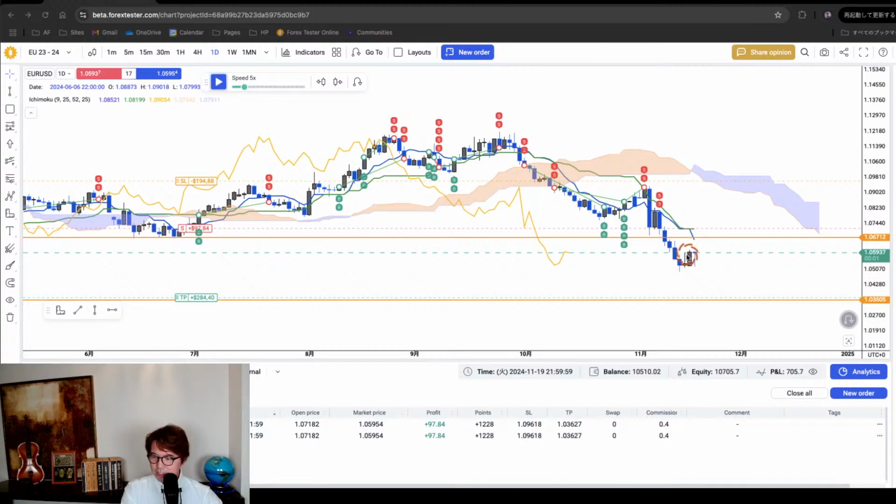For the last few days, 2 days, here and here, these 2 days were range, but on this date, 19th November, sellers are here. But you don't see this on the chart. You don't see this from the candlesticks. But in Ichimoku, you see this. So I can sell here.